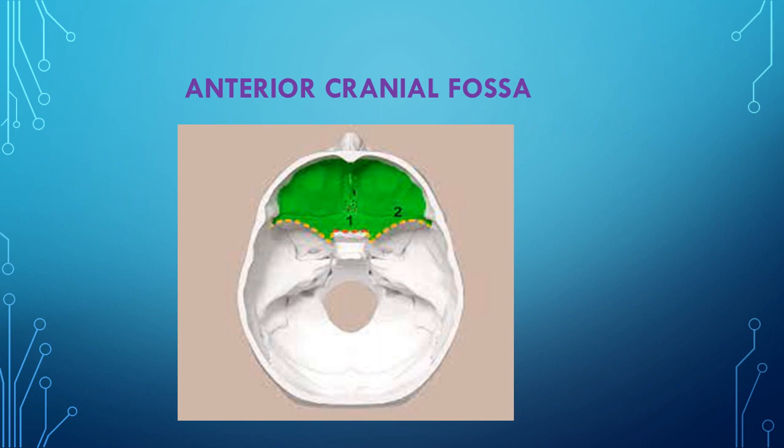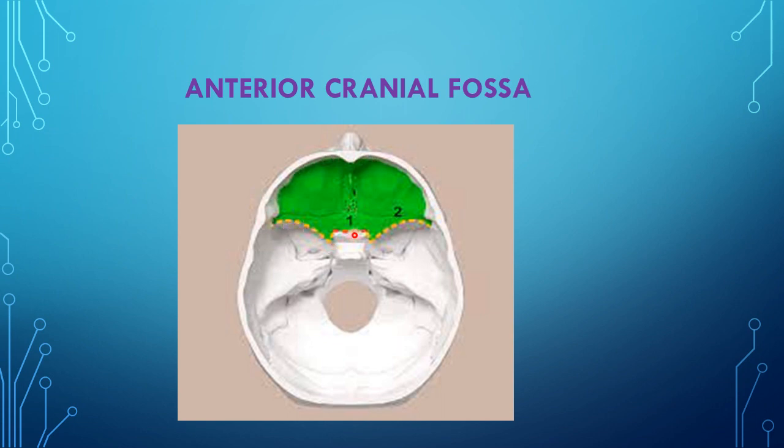First we shall see the anterior cranial fossa. The area marked in green is the anterior cranial fossa. Let us see the boundaries. Anteriorly and laterally we have the frontal bone. This is the frontal bone anteriorly as well as on either side.